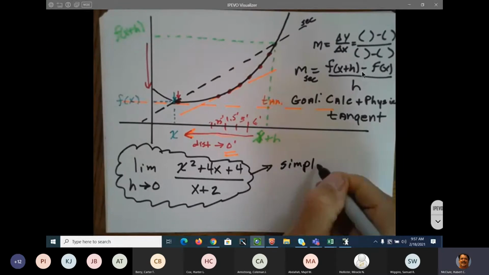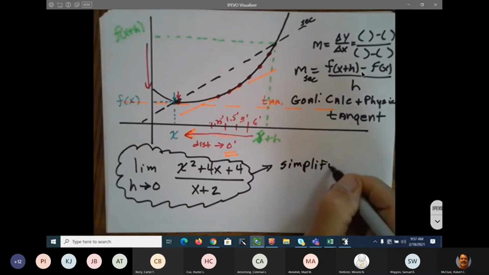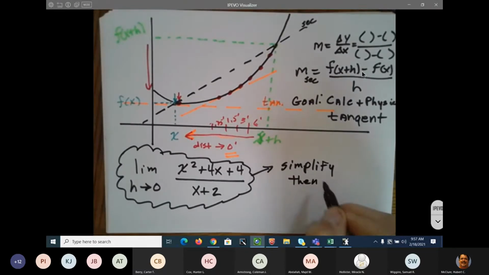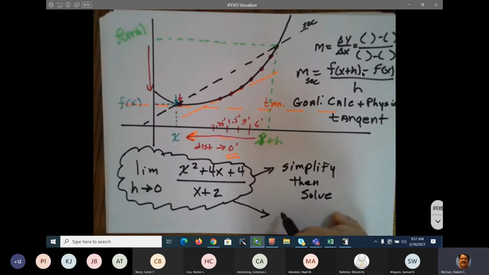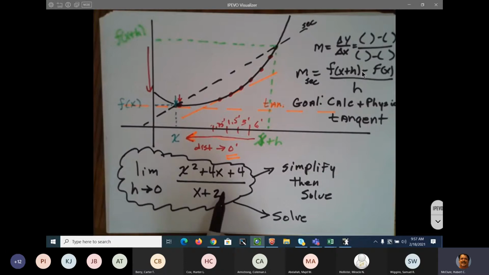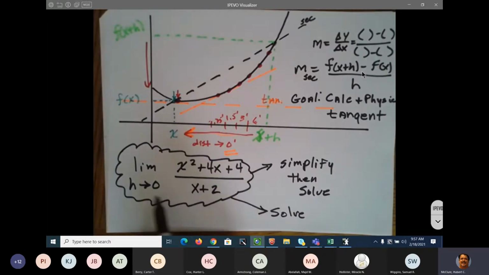You can simplify, then solve. Or you can just solve. All right. Now, you can't have 0 in the denominator, so this one is simplifiable because you can factor the top. We'll get into that later. All right. The main thing you need to realize is this is the way that a limit is written.